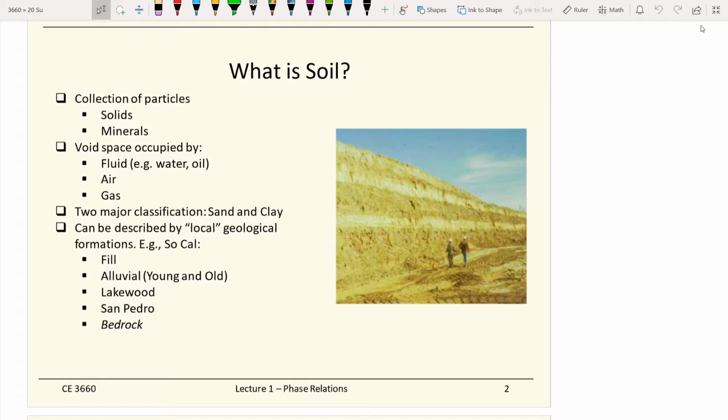And very likely, if you are above the groundwater table, you also find air pockets and also gas if you look carefully enough. In our geotechnical world, there are two major classifications of soils. One is sand, the other is clay. And for practical purposes, we further classify our soil according to geological formations or geological settings.